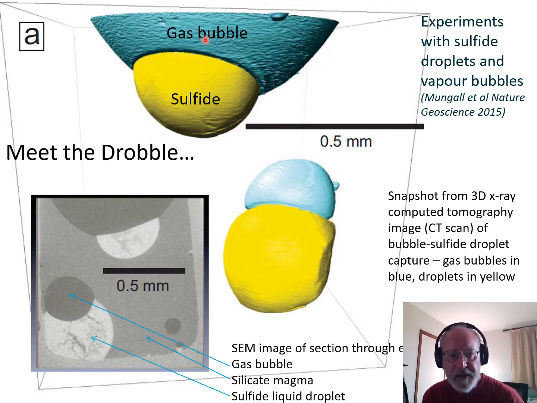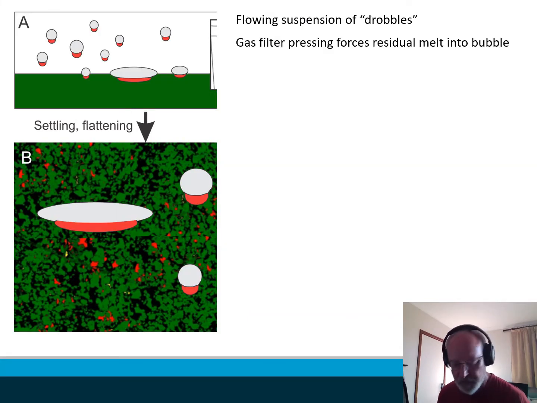And what you're looking at here, the blue and yellow, these are actually microtomography 3D images of sulfide droplets attached to gas bubbles. And we've repeated this many times now, and there's no doubt that this is a very, very strong association. So whenever you've got a vapor phase exsolving from a magma, as the magma is vesiculating and generating a vapor phase, if there's sulfide in there as well, the sulfide will stick to the vapor phase.